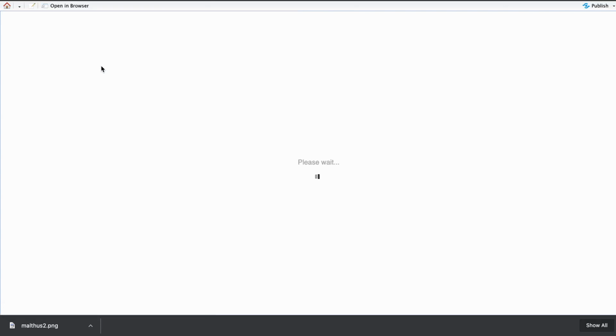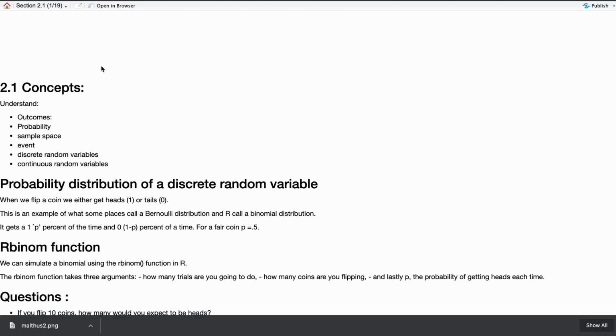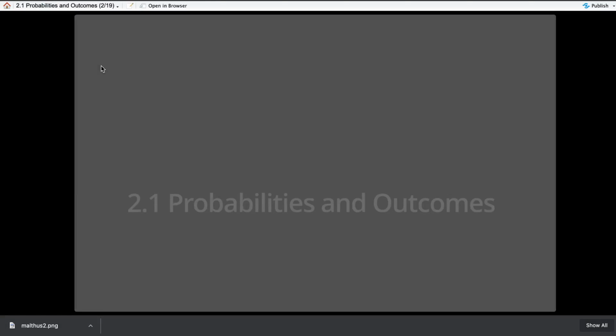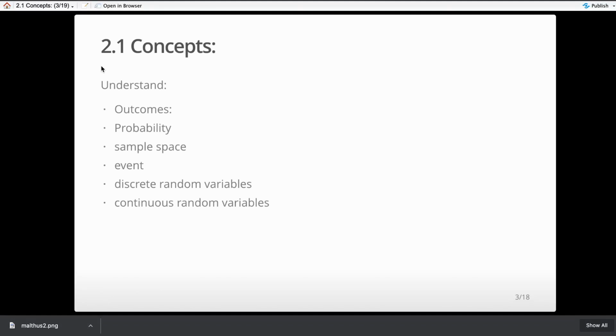Okay, so section 2.1 is talking about probability and outcomes. Some of the concepts that you want to understand here: the outcomes, probability, sample space, event, discrete random variables, continuous random variables.